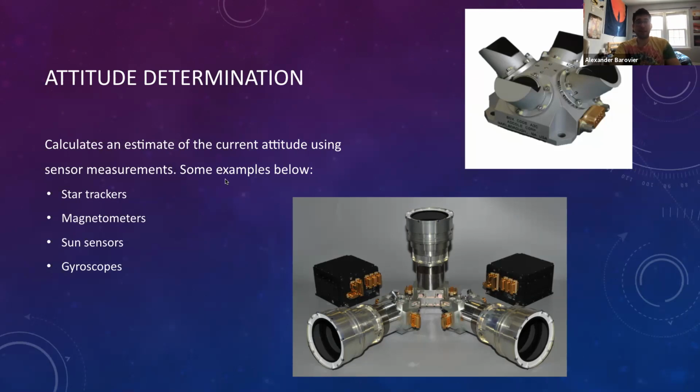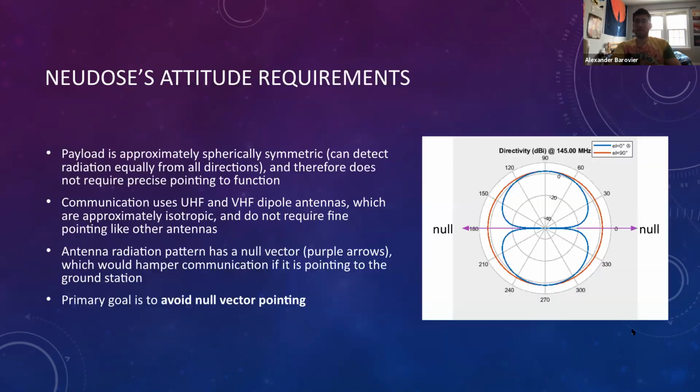You're measuring the Earth's magnetic field. And again, if you know what it should be, say in the inertial frame at your exact position, then you know what your attitude is. Sun sensors, again, pretty self-explanatory. You're measuring where the sun vector is and comparing that to what you'd expect in an inertial reference frame. And gyroscopes are basically just used to measure the body rotation rates.